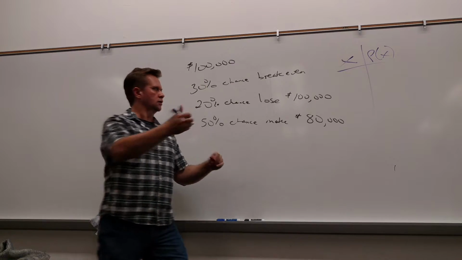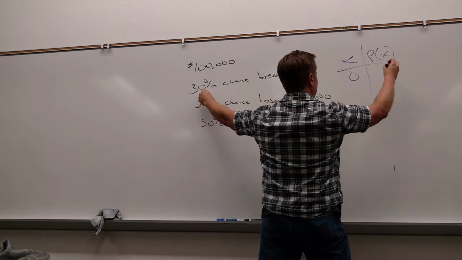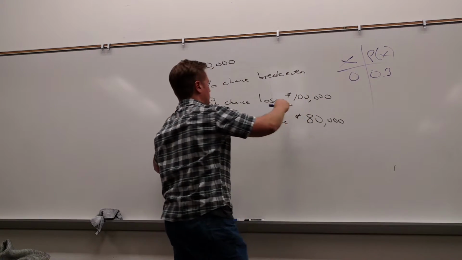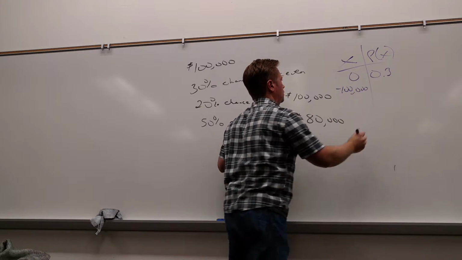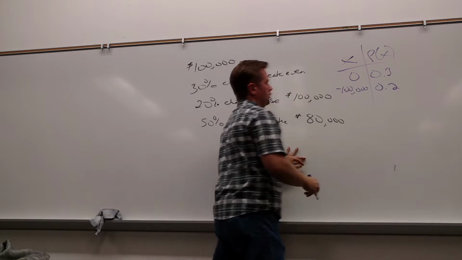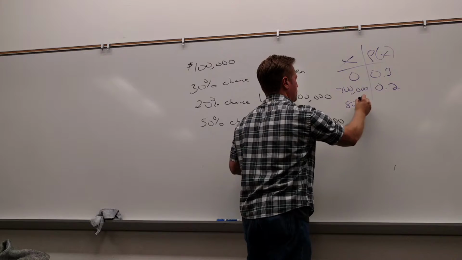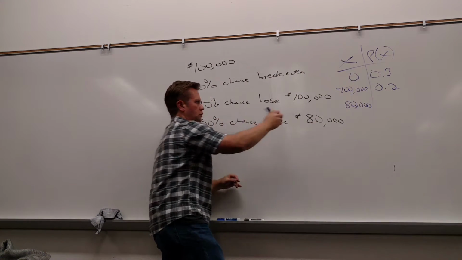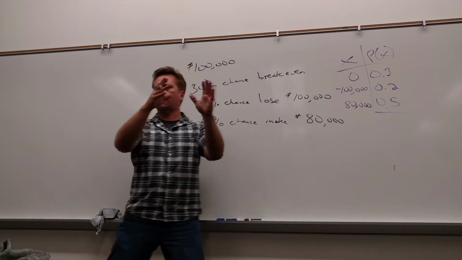You guys got it with it? And the probability is just 0.3, 30%. I like it. This one, I'm going to lose $100,000, and there's a 20% chance of that happening. And then this one, I'm going to make $80,000, and there's a 50% chance. So this is a valid distribution because they add up to be 1.